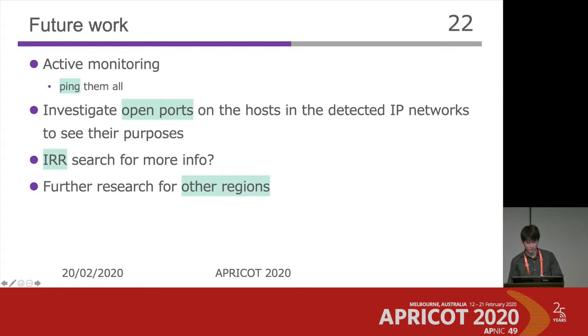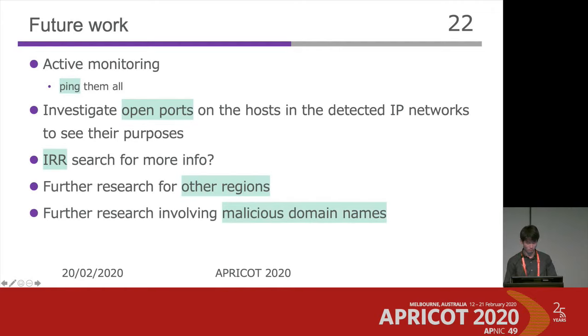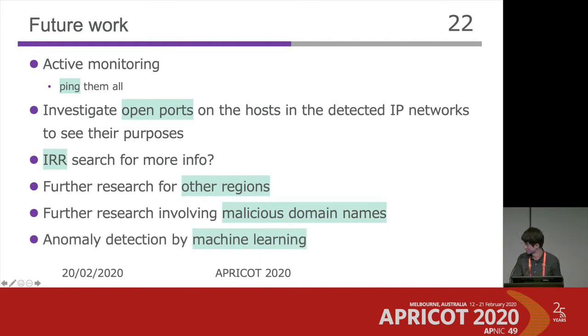And fourth, as I already stated in the last slides, we can conduct further research for other regions. Or if we take another approach, we can do research involving malicious domain names, since I've heard from numerous sources that IP hijacking techniques are quite often used in combination with malicious domain names, which I think are used for phishing. And the last thing, this is our ideal. There absolutely is no solid plan yet, but we're thinking of anomaly detection by machine learning using features such as AS, path, et cetera.